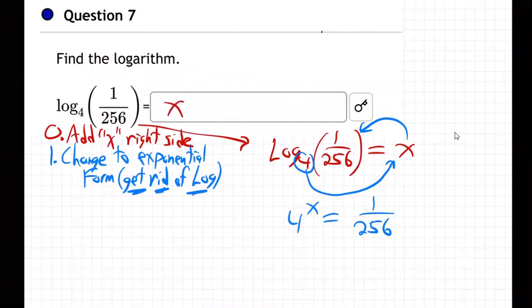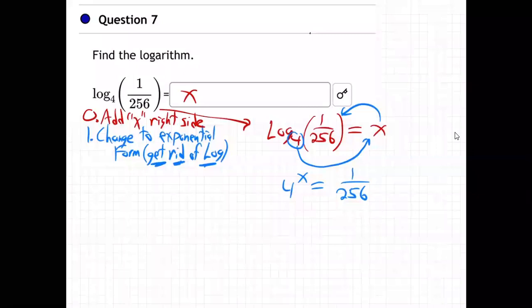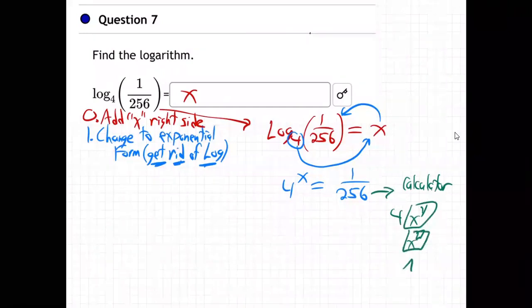And then do the swish, which gets rid of the log. We changed it to exponential form. Now we just need to solve that. That's easier said than done, though. How in the world do we solve that? Well, here's what I would suggest. Take your calculator and try raising 4 to various powers, with the power button, like the X to the Y, or maybe yours is X to the blank, or up arrow. Whatever your power button is, just try guessing.